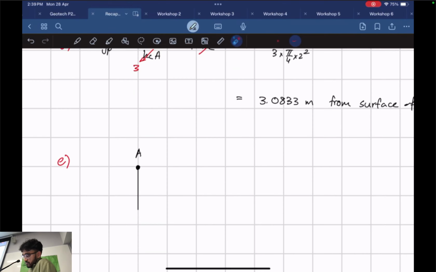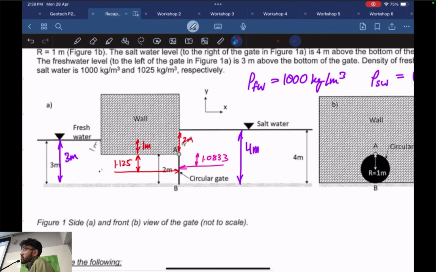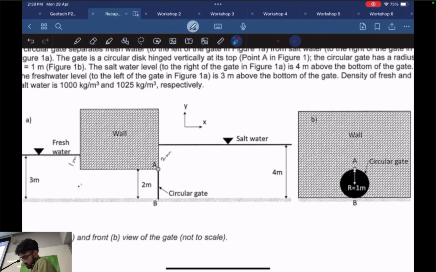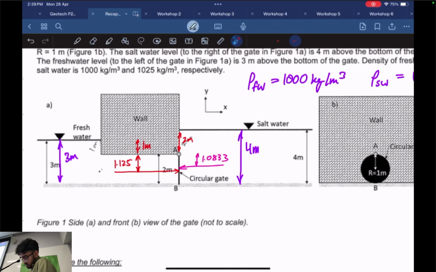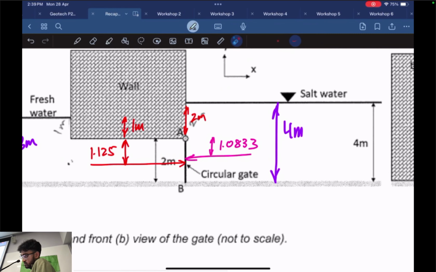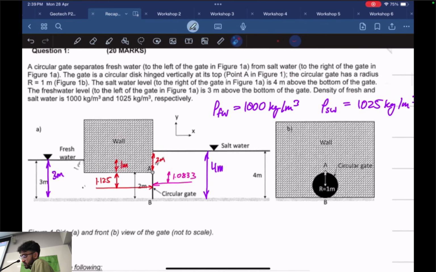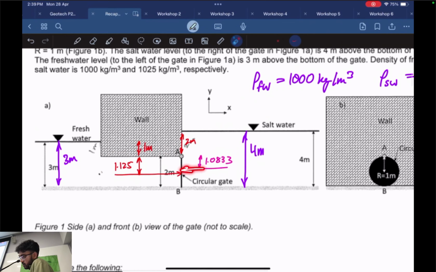So anyways, we know that we've got some sort of force acting on the gate, right? So there's a force 1, force 2, acting from the left and then the right. What the question has asked us is the total moment about point A. So what we're trying to do is find the moment about point A due to these forces.